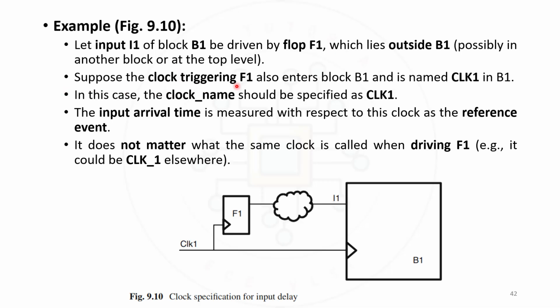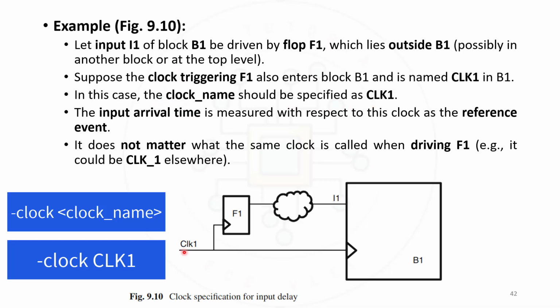Suppose the clock triggering F1 also enters block B1 and is named CLK1 in block B1. You can see here this is the triggering event which is connected to both flop F1 followed by some of the flops present in our block B1. In this case, the clock name should be specified as CLK1. So we know this is a name which is given to that particular clock, so we have to use this particular name only. So hyphen clock followed by this name.